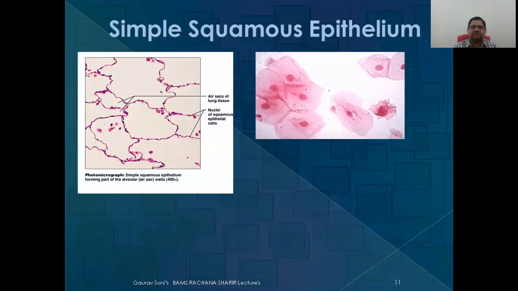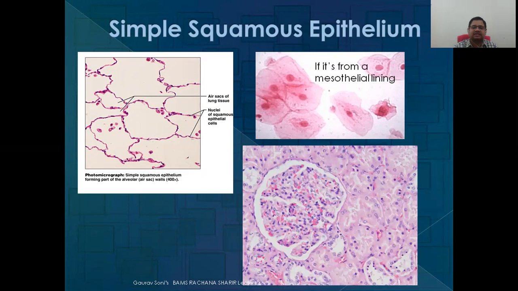These are certain slides which are showing you the simple squamous epithelium. You can see the shape, it is plate-like, and mostly the nuclei are present on the borders of the shape. So these are the simple squamous cells. Lining of some capillaries is also shown here.